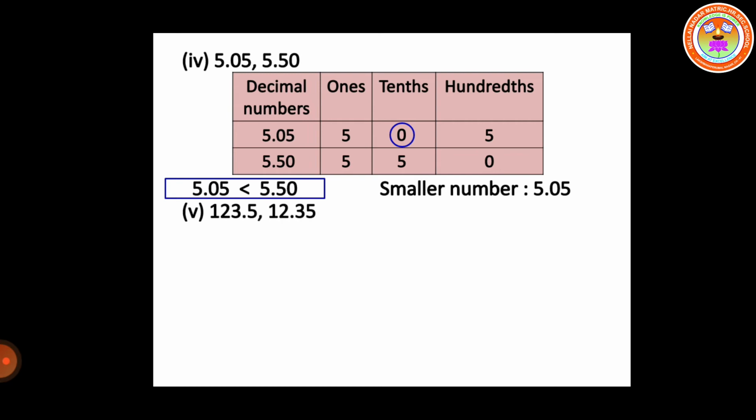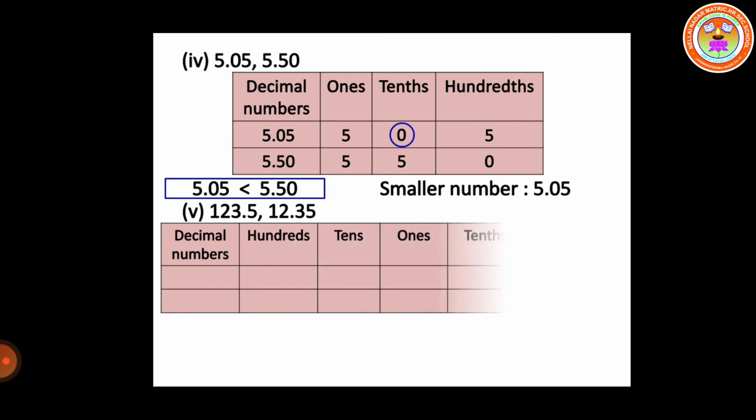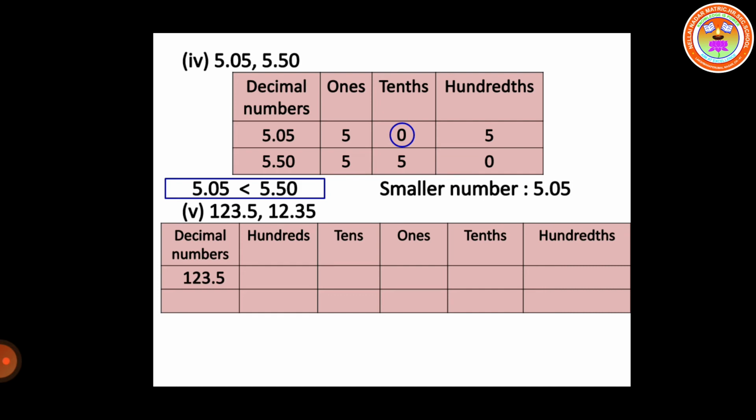123.5 and 12.35. Place value table. Next, the first decimal number they gave 123.5, second number they gave 12.35. Hundreds place value. Before the decimal, the third value. In the first one they gave 1. In the second number they did not give the third value, so you can put 0. Tens place. Before the decimal, the second value 2 and here 1. Ones place value 3 and 2. Tenths place value after the decimal, first value 5 and 3. Here the hundredths place value is not given in the first number, so you put 0.